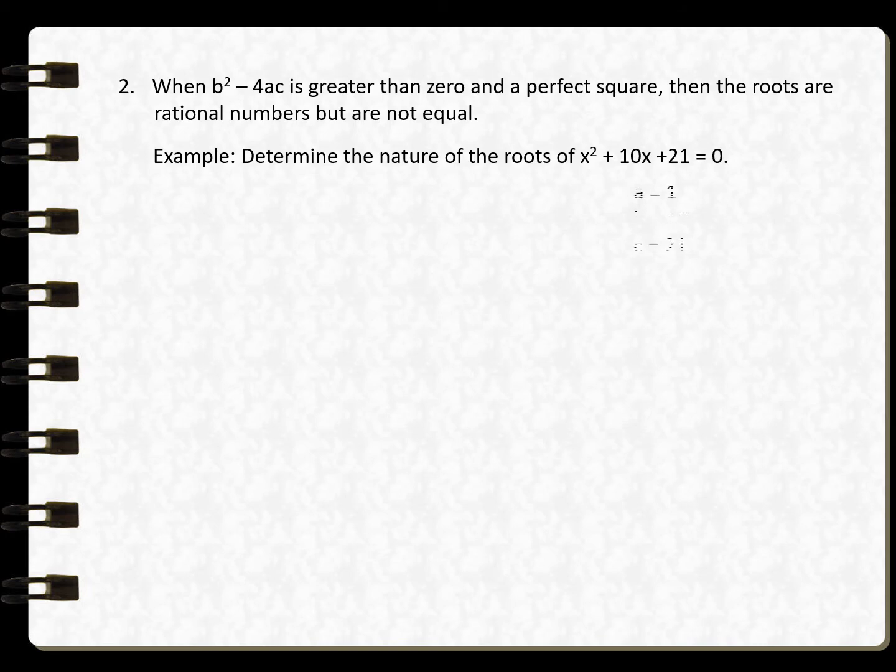So, ang value again ng a, b, and c ang first step nating gagawin. Hanapin ang value ng a, that is 1, b is 10, c is 21. And then, from b squared minus 4ac, papalitan na natin yung values ng a, b, and c. So, ang b magiging 10, ang a magiging 1, and c is 21. So, magiging 10 squared minus 4 times 1 times 21. 10 squared, that is 100 minus 84. 100 minus 84 is 16.